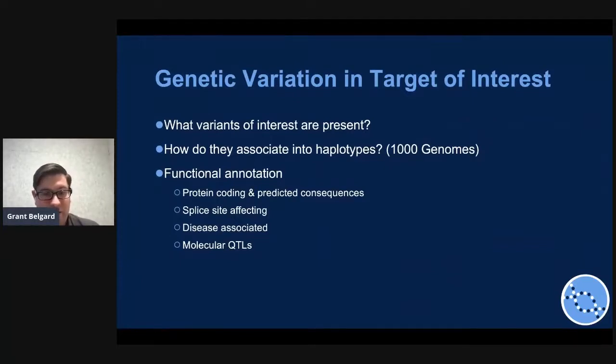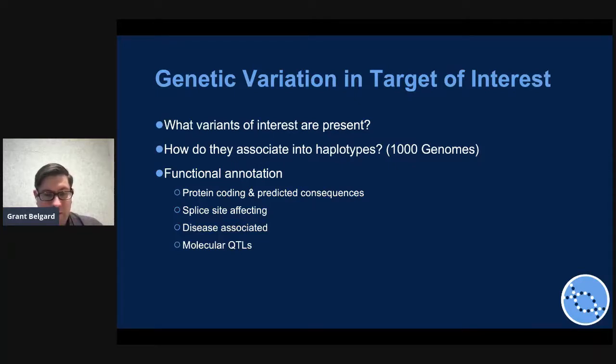First, you need to understand the genetic variation in your target of interest. What interesting variants are present? How do they co-associate and segregate into haplotypes? We use 1,000 genomes for this. Once haplotypes are defined, what are their frequencies across populations? This can be important for clinical trial recruitment if you decide to target a particular haplotype or group of haplotypes or carriers of those haplotypes.